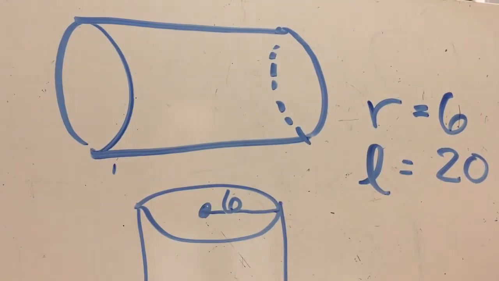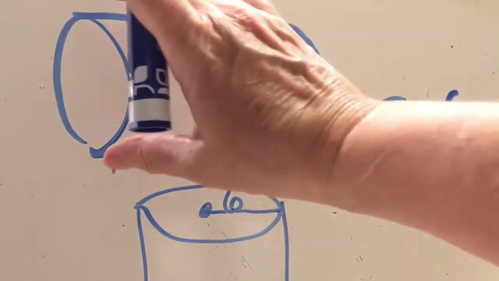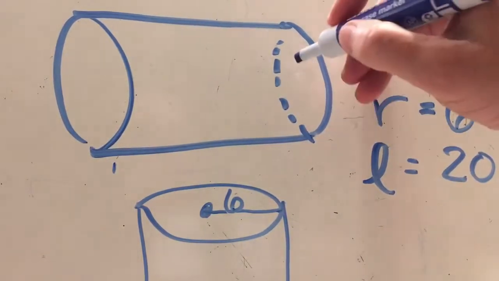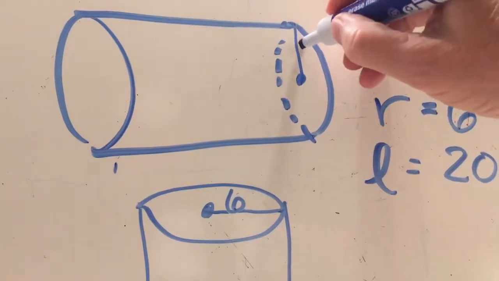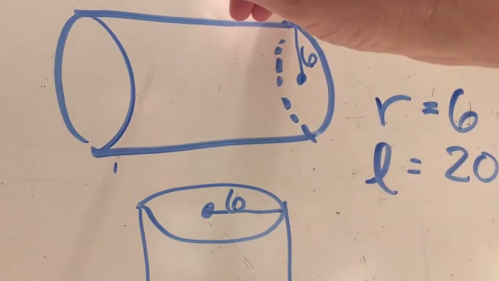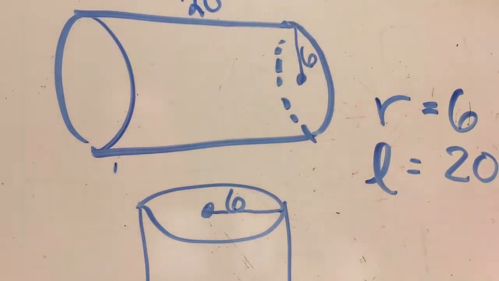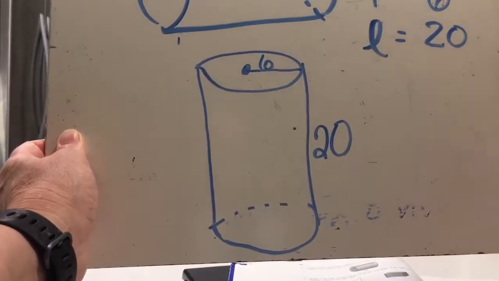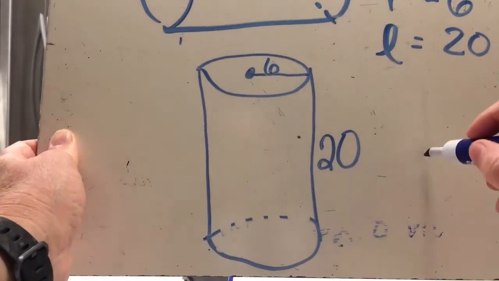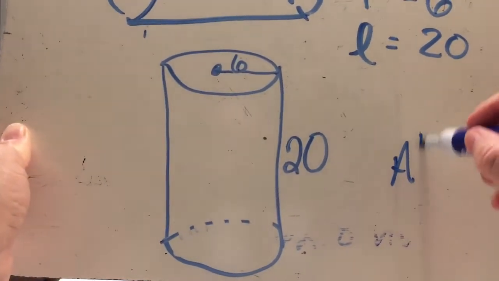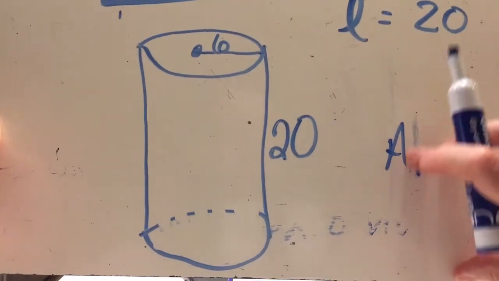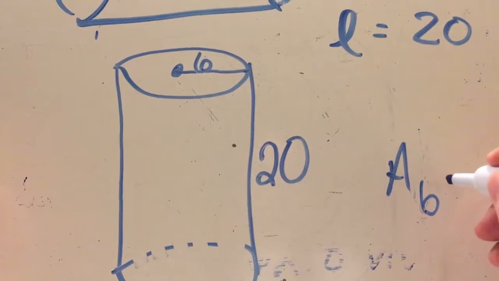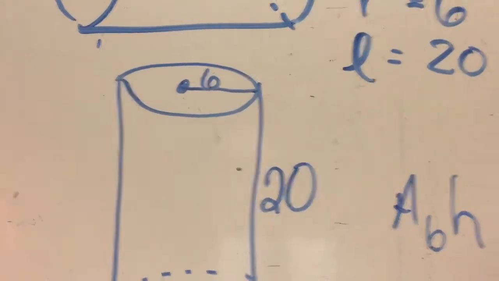Here's the next practice problem, and this is the way they give you the picture in the book. They tell you that you have a radius of 6 and a length of 20. Okay, now when we're thinking about our formula though, remember our formula is area of the base times the height. We'll put a little b here, area of the base times the height is the volume.